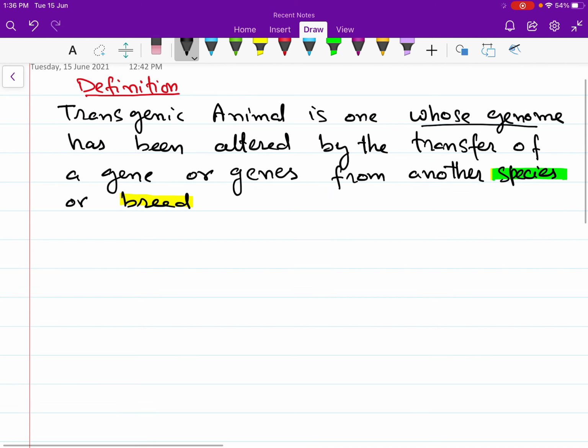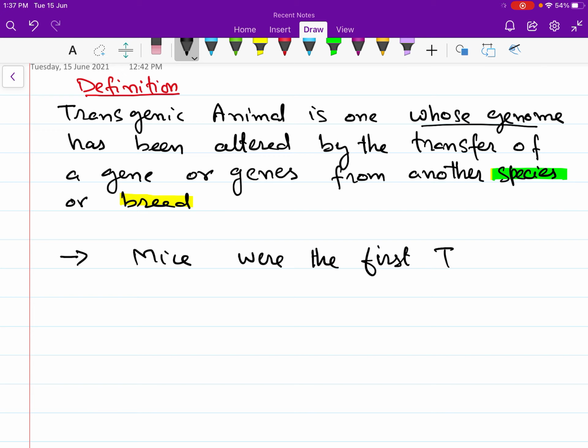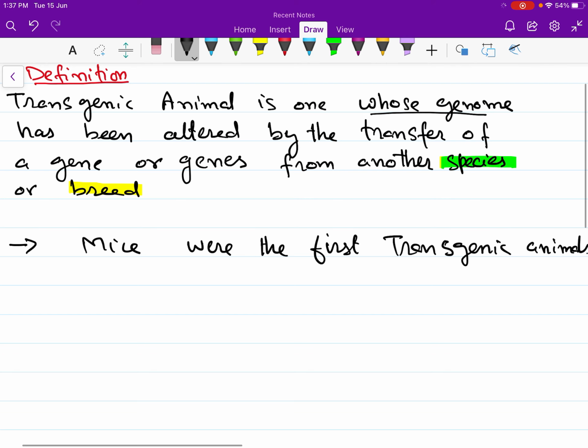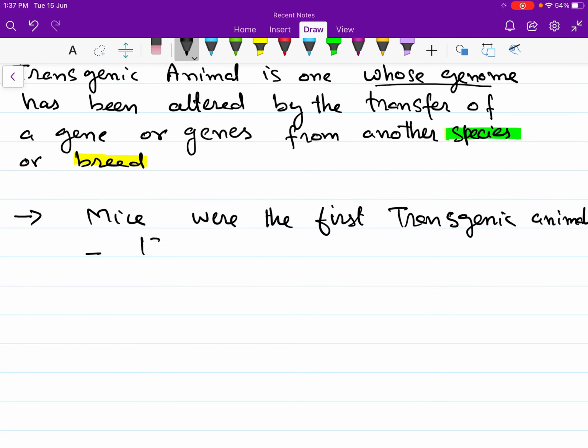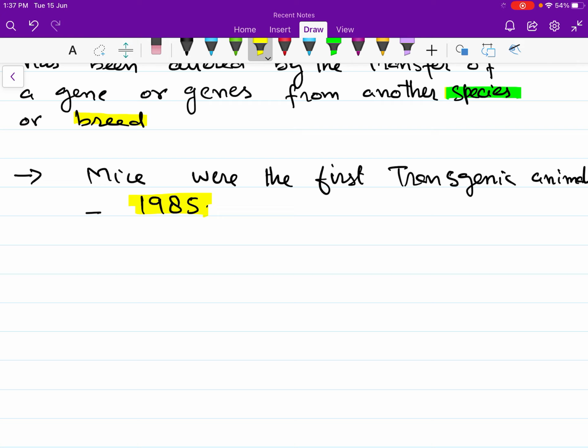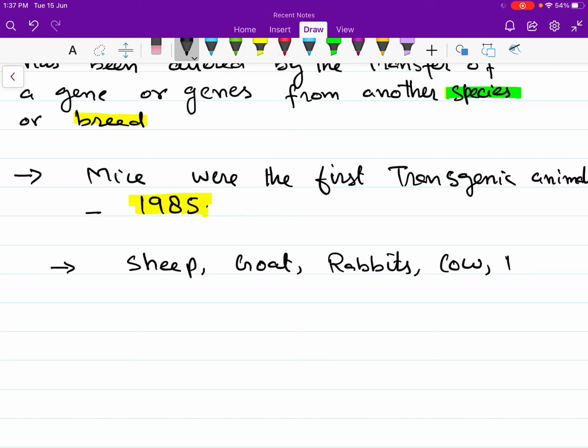Now the first transgenic animal that was developed were the mice. So mice were the first transgenic animals. This transgenic mice was first developed in the year 1985. So nowadays a number of transgenic animals have been developed. For example, nowadays there are transgenic sheep, transgenic goat, transgenic rabbits, transgenic cow, transgenic dog, and even transgenic monkey.